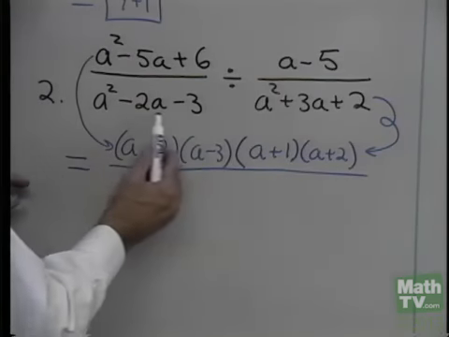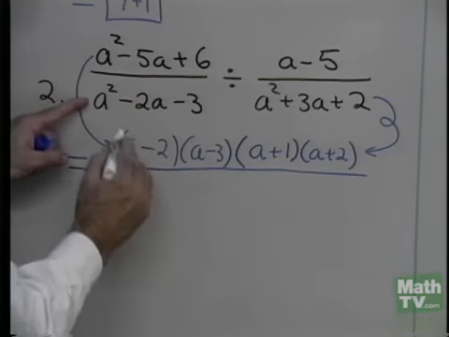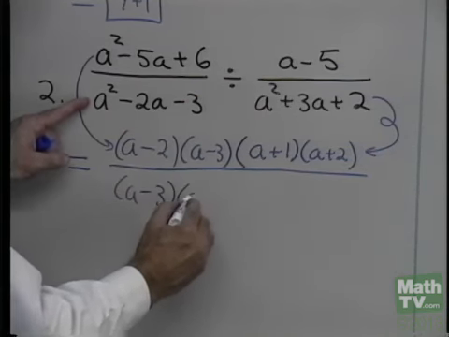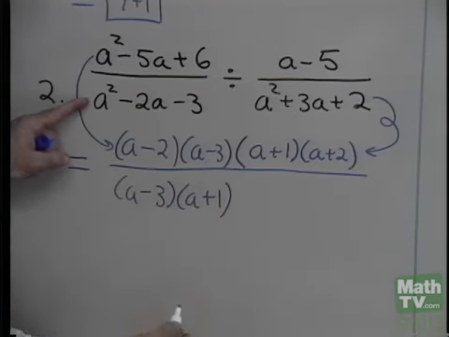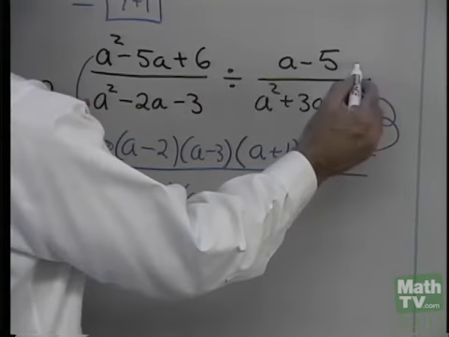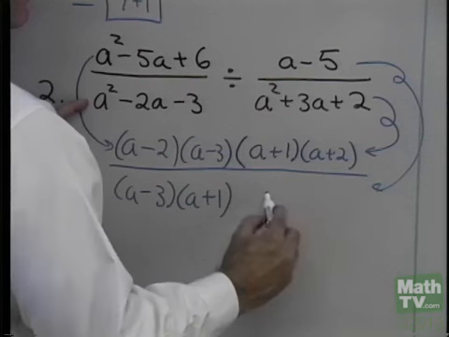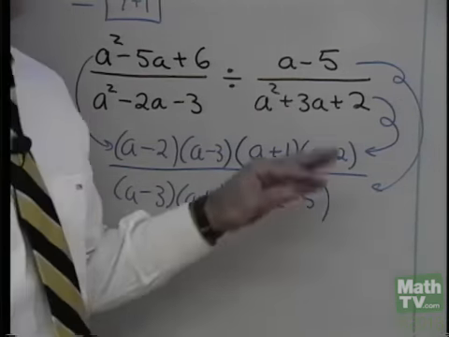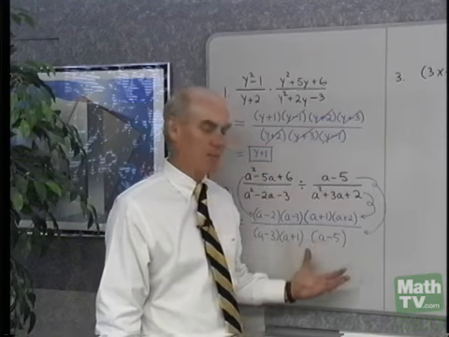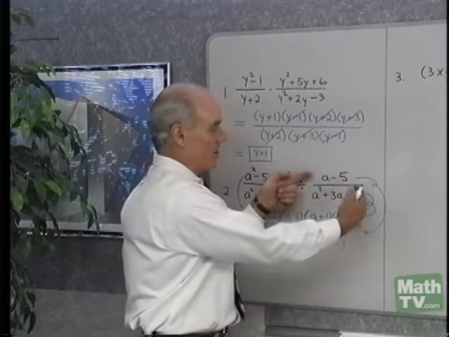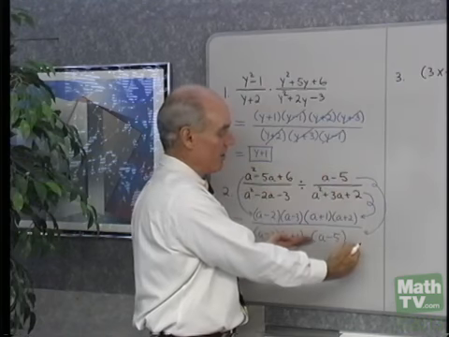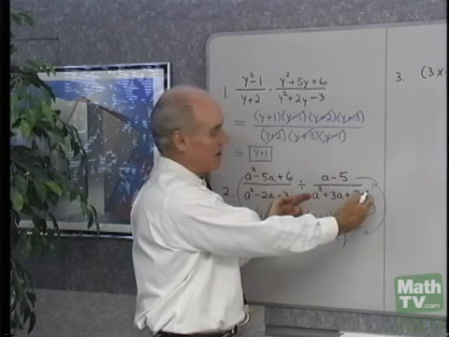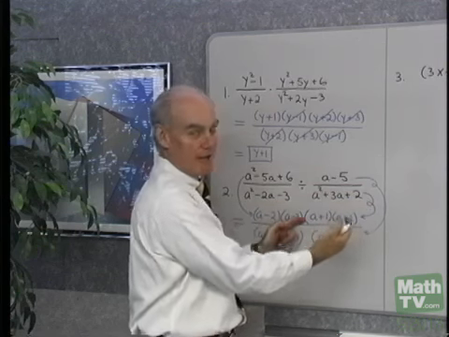Now my denominator over here will be the factored version of a squared minus 2a minus 3, which will be (a minus 3) times (a plus 1). And then I'm going to multiply that times this numerator here, which is a minus 5. So I've done two things. I've multiplied by the reciprocal and I've done my factoring at the same time. So the a minus 5 was in the numerator here, now it's in the denominator. This a squared plus 3a plus 2 was in the denominator, now it's in the numerator in factored form.